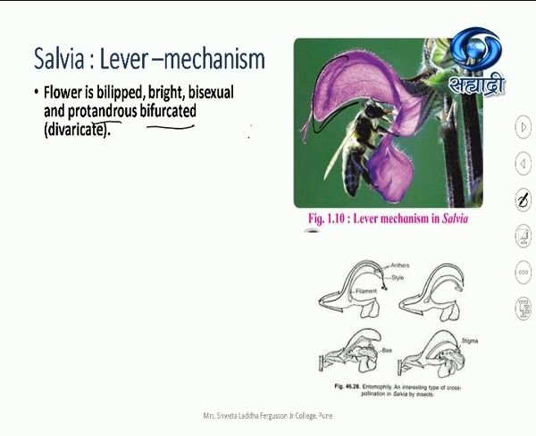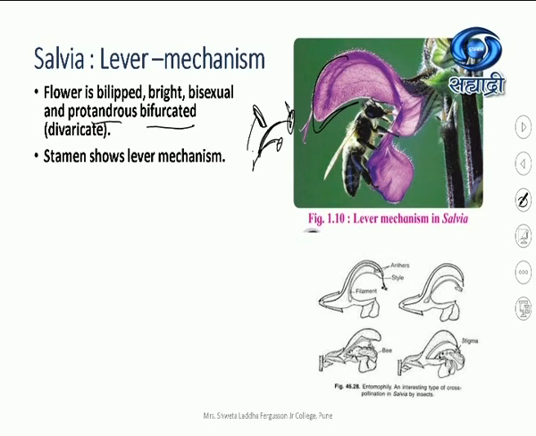This is interesting. Now the anther basically consists of filament, connective and anther lobes, isn't it? In this case, the filament is short and the connective is bifurcated to form two lobes. The upper lobe is a fertile lobe, and the lower lobe of the anther is a sterile lobe. So such a type of anther is divaricate or bifurcated. Who is bifurcated? The connective is bifurcated to form an upper lobe and a lower lobe. How is the upper lobe? It is fertile. How is the lower lobe? It is sterile.